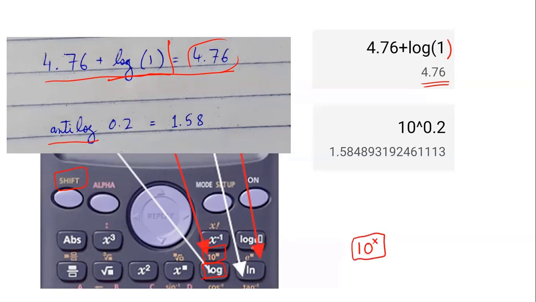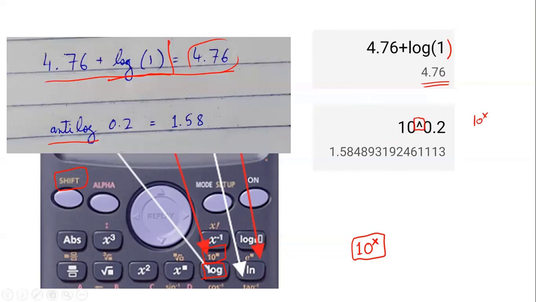This is blurry, but sometimes you need to press shift in order to type the thing written in yellow. Whatever is written in yellow on the upper side of the button, you need to press shift first, and then you are able to hit it. Now you press the log. After pressing shift, this 10 to power multiply button will be used. But sometimes on the screen of your calculator you will see this mark instead of 10 to power x.